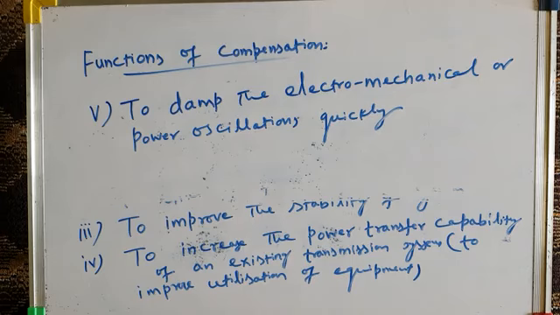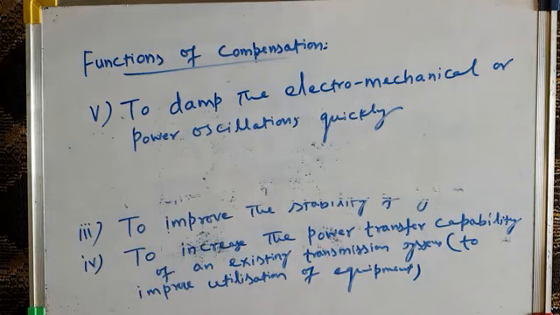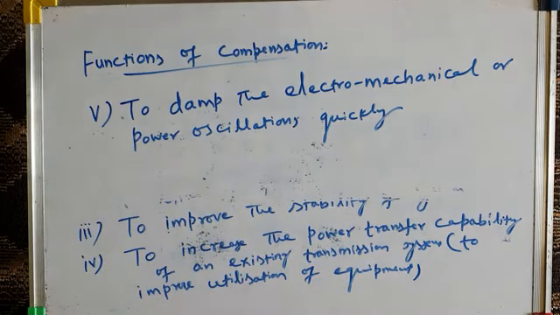But when you are connecting a compensator across a transmission line, you are compensating your transmission line. Your transmission system is not uncompensated, it is compensated. So whenever there is a disturbance, the compensator immediately damps out electromechanical oscillations or power oscillations and makes the system more stable. We will study this damping of power oscillations by various types of compensators in future classes. So we have discussed the main functions of compensation.